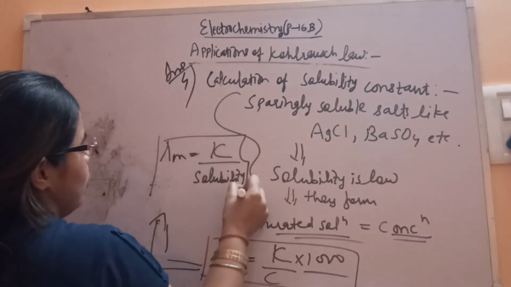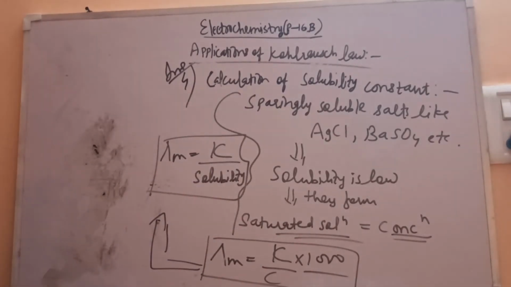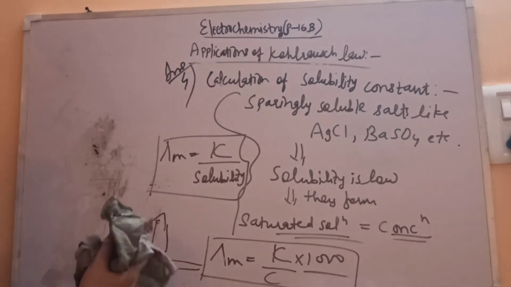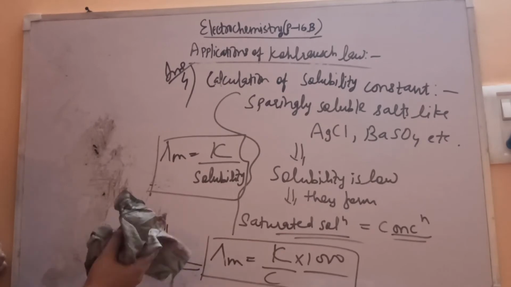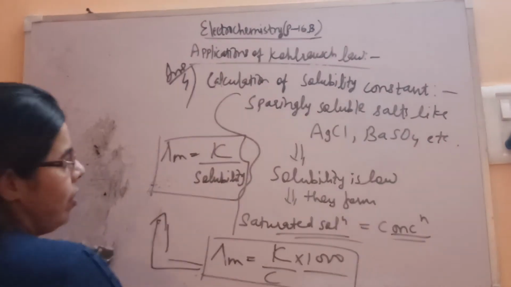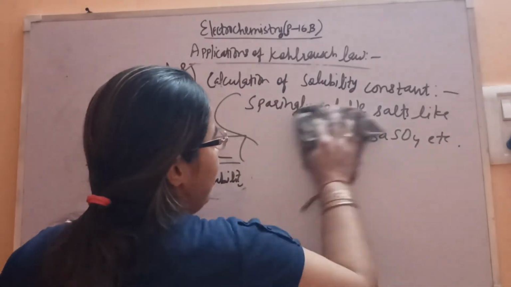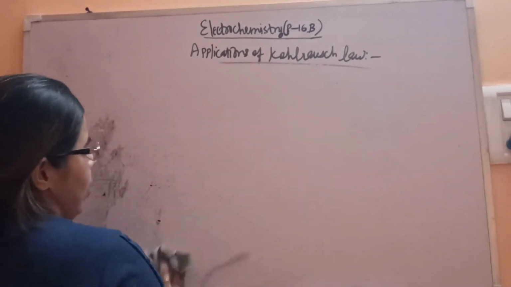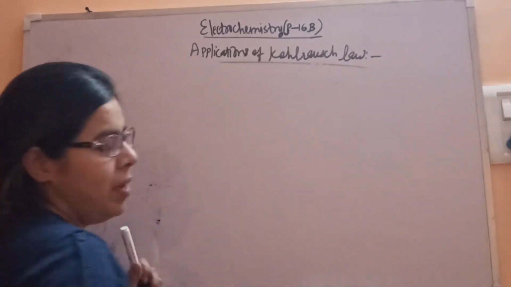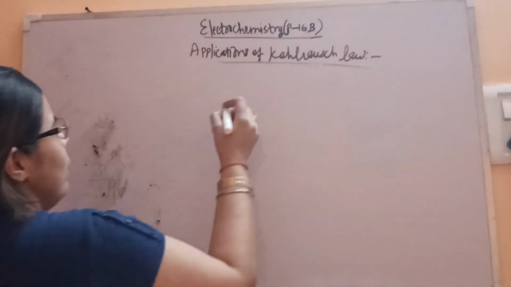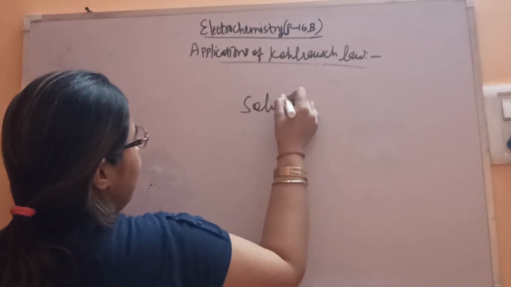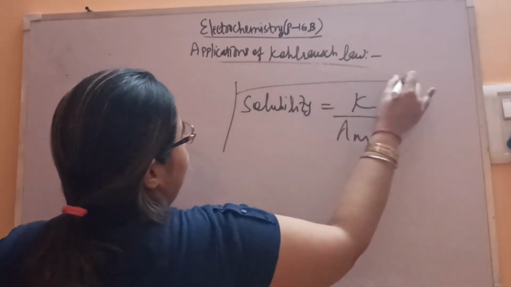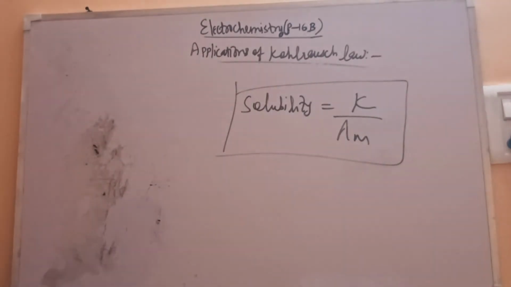This is the expression. So solubility is equal to what? Kappa divided by molar conductivity. Fine. So this is very simple. Whatever we know from our previous knowledge, that only we have used here in the Kohlrausch law. From Kohlrausch law you can calculate this only for the weak electrolytes or the salts which are partially ionizable or sparingly soluble. So you will get the expression for solubility is equal to kappa by molar conductivity. So this is the expression for that.